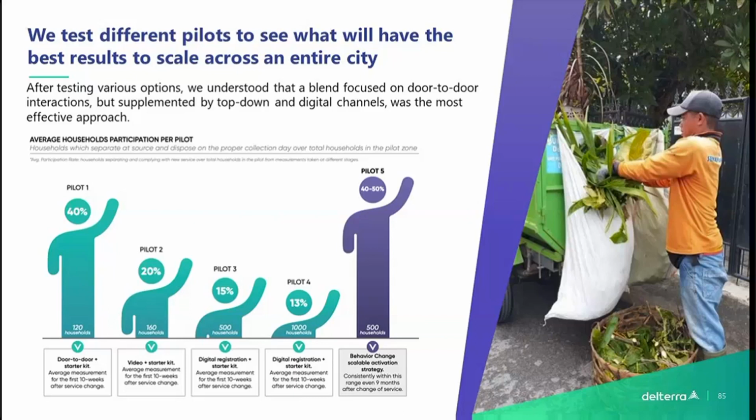Then we have good results with that pilot. Then we tried other options like videos and digital registrations. Not good enough. So after testing various options, we understood that a blend focused on door-to-door interactions, but supplemented by top-down and digital channels, was the most effective approach. So we moved with that.